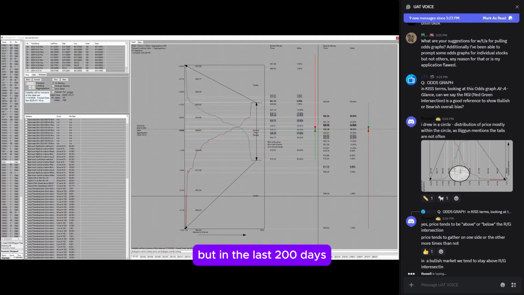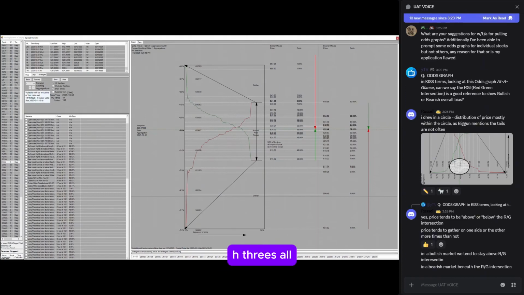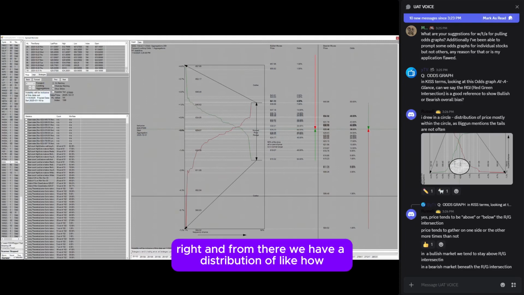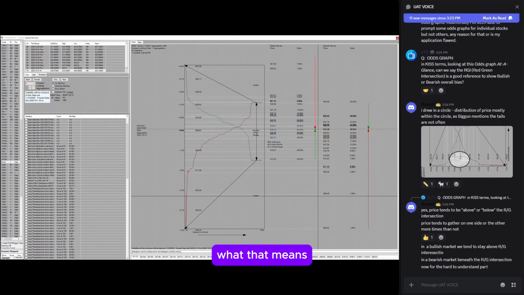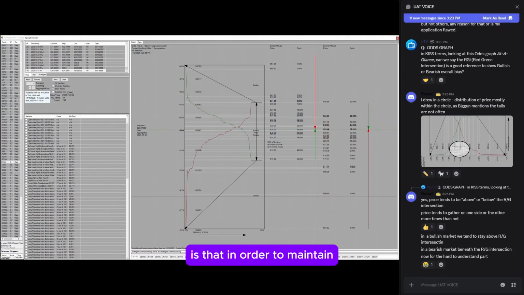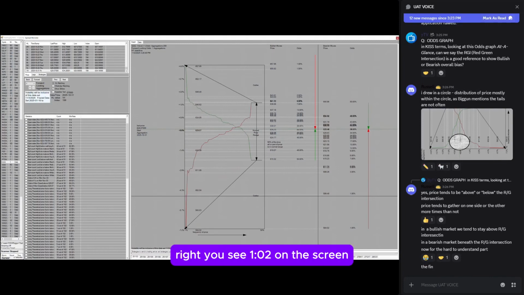But in the last 200 days, there's a variable number of H1s, H2s, H3s, whatever. What Russell shows is a distribution: obviously, there's a 100% occurrence that eventually an H1 or L1 is made, and from there we have a distribution of how often we persist to an H2 or H3 or L2, whatever. In terms of the odds graph, to maintain the same sample size as the baseline resolution of data, which in my opinion is the max count, you see 102 on the screen.